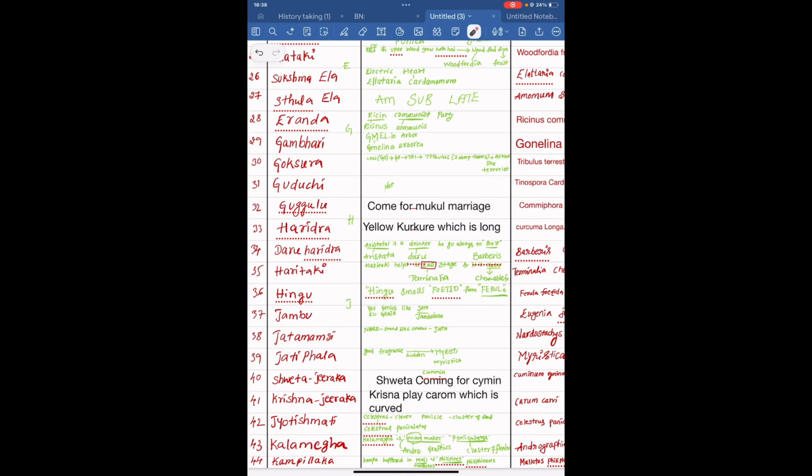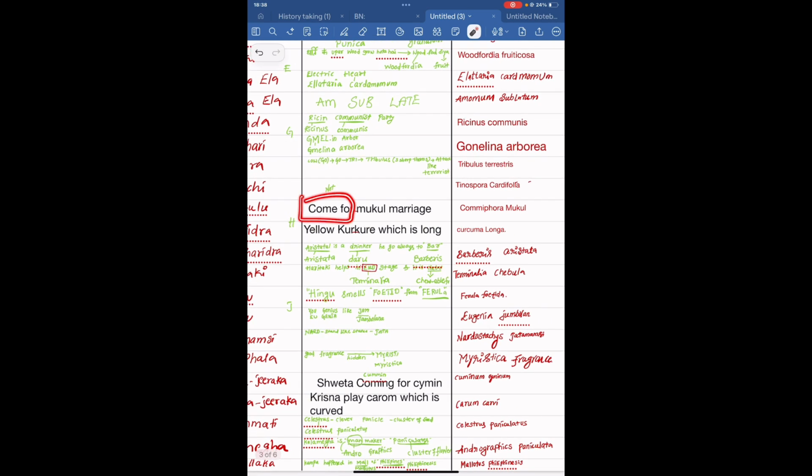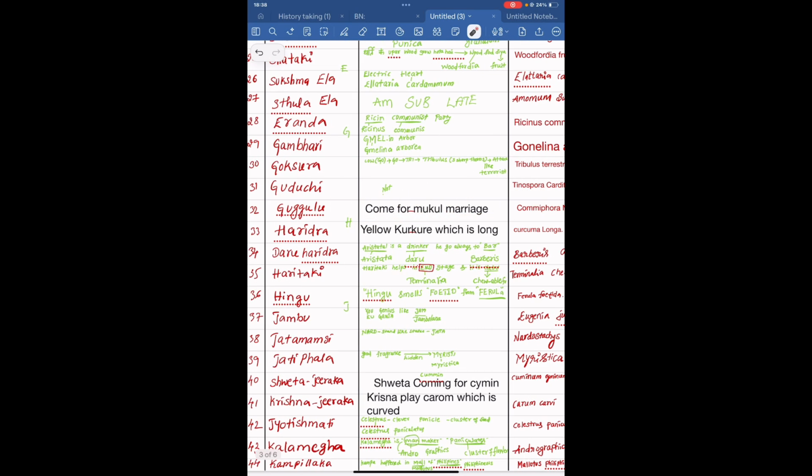We are going to learn the tricks for Google. So the trick for Google is "come for Mukul marriage." Here the word "come for" gives Commiphora, and then Mukul gives as it is. Commiphora Mukul is the botanical name of Gugulu.